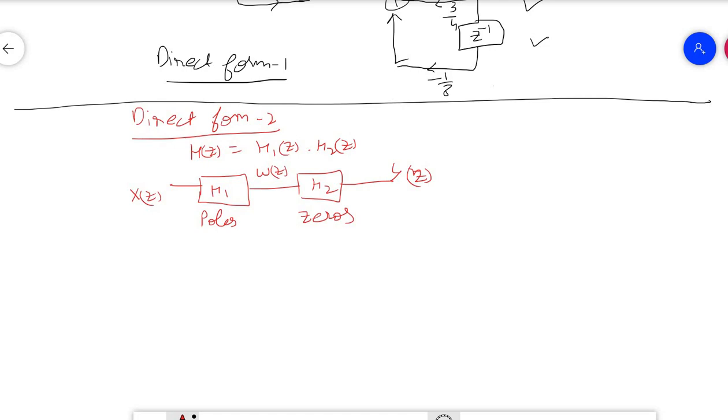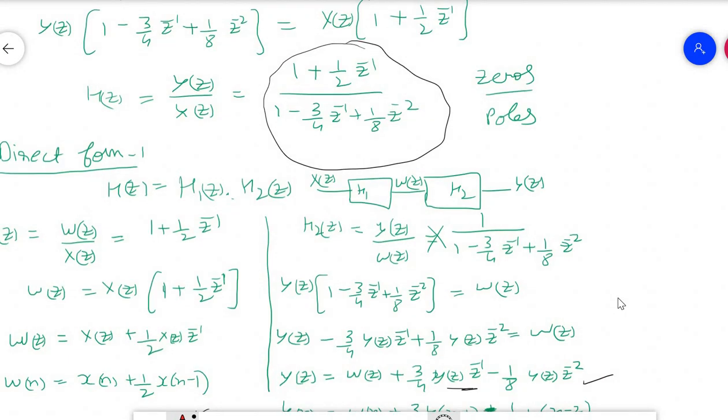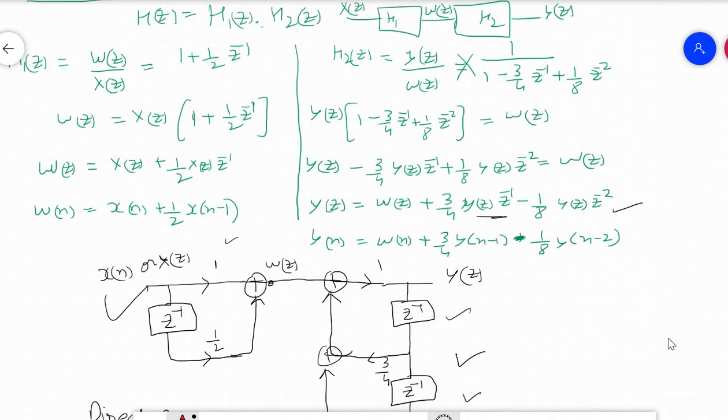Now after that, this H1(z), it means W(z) upon X(z). So here it is poles. So the poles are 1 minus 3 by 4 z inverse plus 1 by 8 z minus 2. This is our poles. Correct. I'm just cross-checking here. Correct, this is 1 minus 3 by 4 z inverse plus 1 by 8 z minus 2.